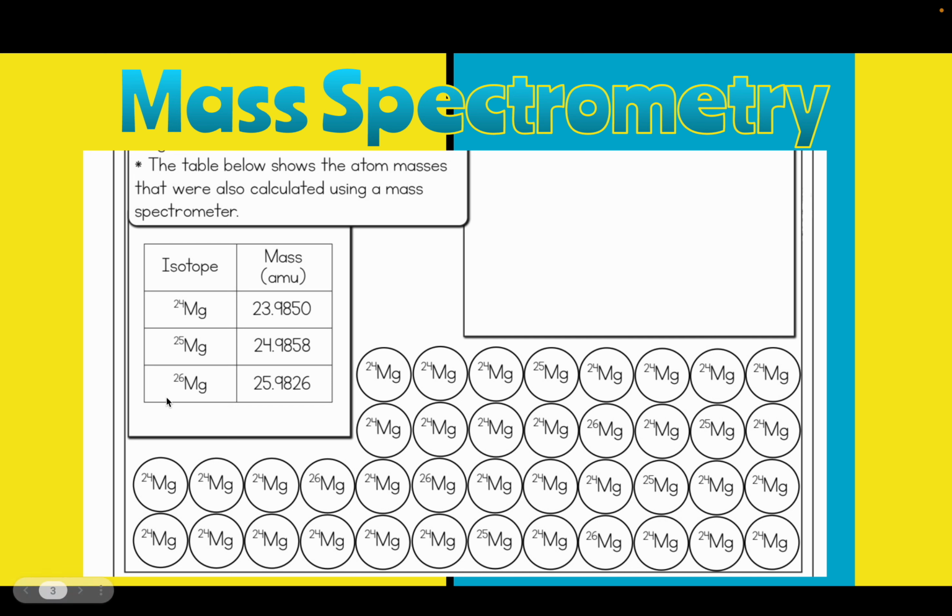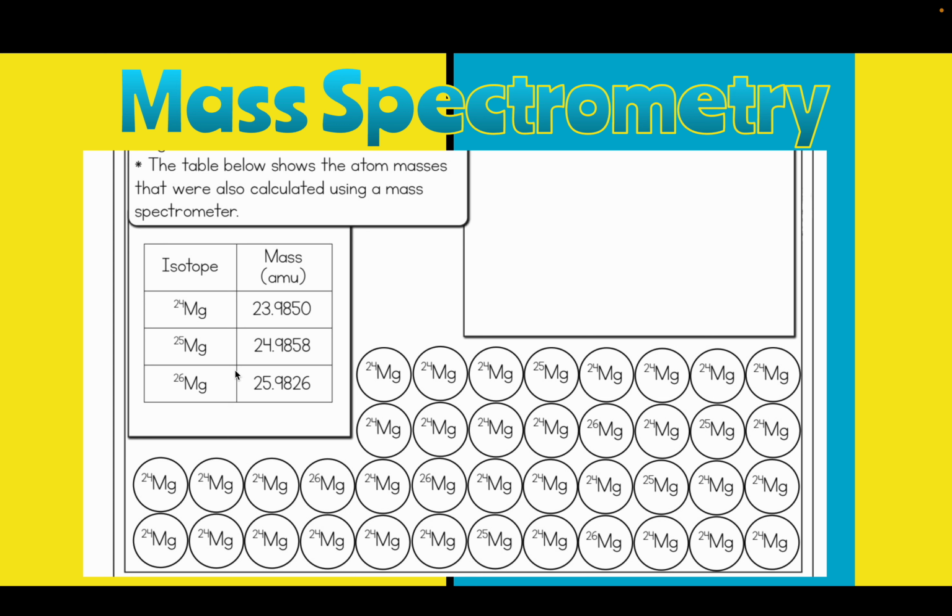Then in this table in your notes, you can see that we have written down the 3 isotopes corresponding to those 3 peaks, right? One peak weighed 24 atomic mass units, one peak weighed 25 atomic mass units, and one peak had 26 mass units. So we put these in this table for each isotope shown in the mass spectrometer, and here are their corresponding weights as given by the mass spectrometer.